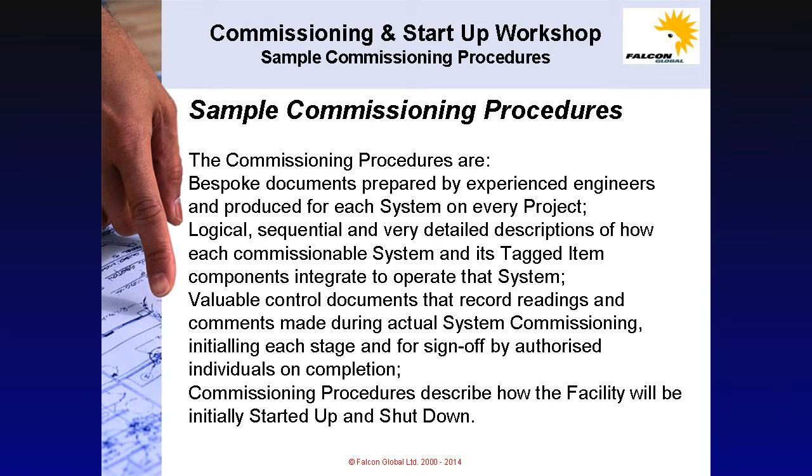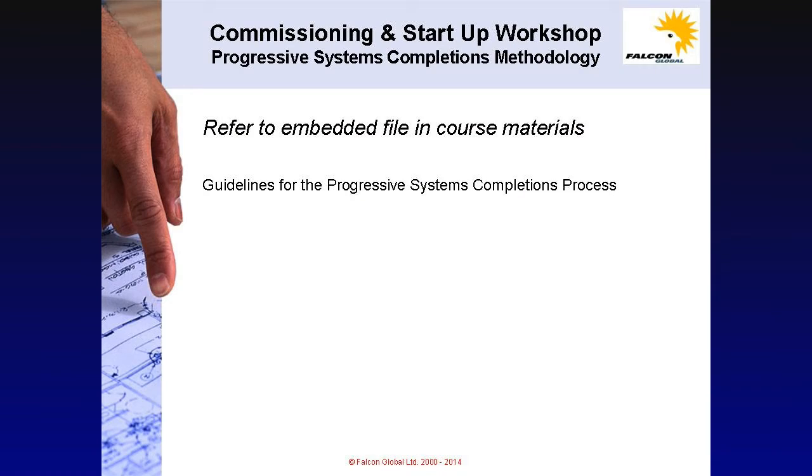The commissioning procedure is a valuable control document that records readings and comments made during actual system commissioning, initialing each stage with provision for sign-off by authorized individuals on completion. Combined, the commissioning procedures describe how the facility will be initially started up and shut down.